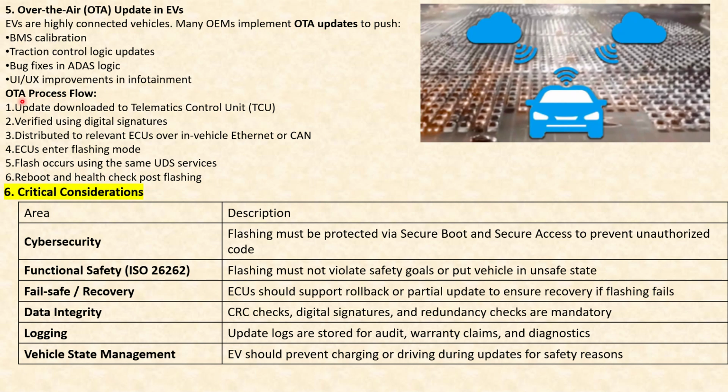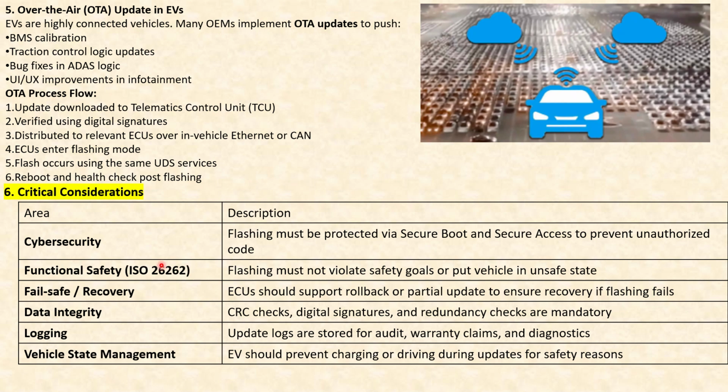Now talking about the OTA process flow: the update is downloaded to the telematic control unit, digital signatures are verified, and the update is distributed to the relevant ECUs over in-vehicle Ethernet or CAN. Then the ECUs enter the flashing mode, and the flash occurs using the same UDS services. Then comes the reboot and the health check post flashing. So these are all the various steps in the OTA process flow.